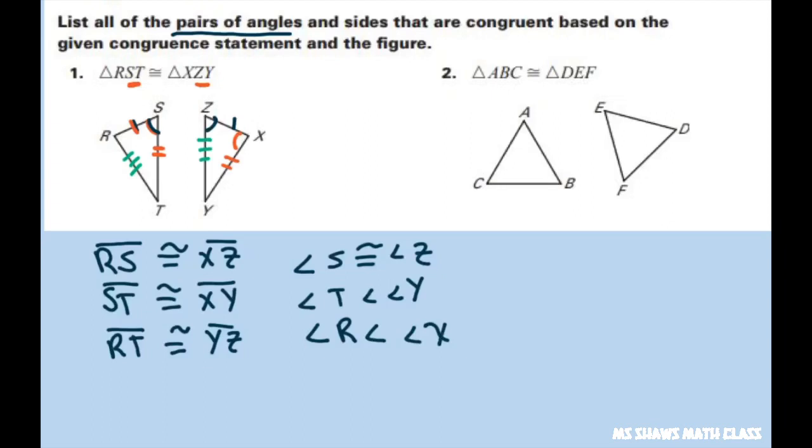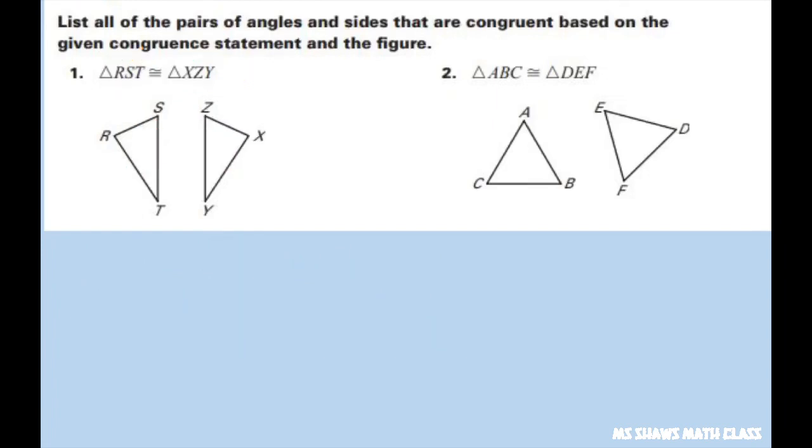So let's look and see what's happening here. Basically R goes with X, so they're the first ones. T goes with Y, and then we have R goes with X. We already had that one, and S goes with Z. So without even looking at the figure, you could just look at the statement here.